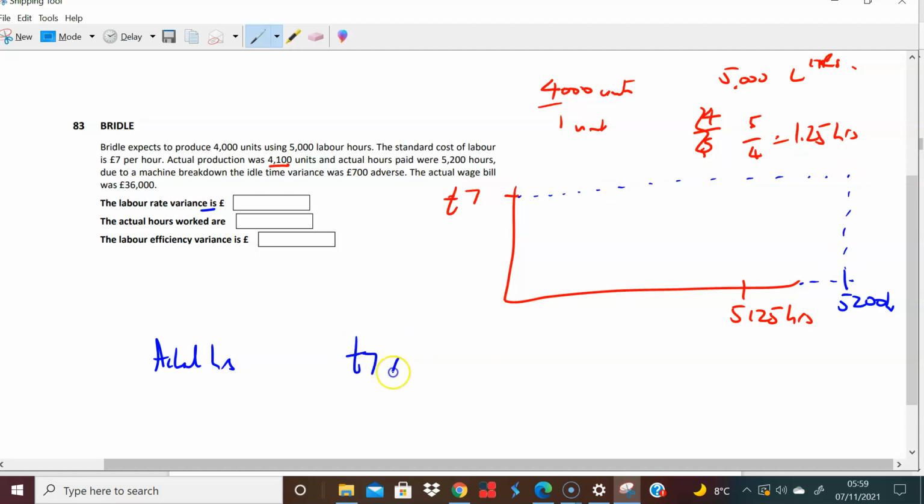You should have paid £7 times 5,200, and that would have given you £36,400, because that's the standard charge per hour. But you paid £36,000. So you have a £400 favorable variance. That's what you have. So that's the first thing.